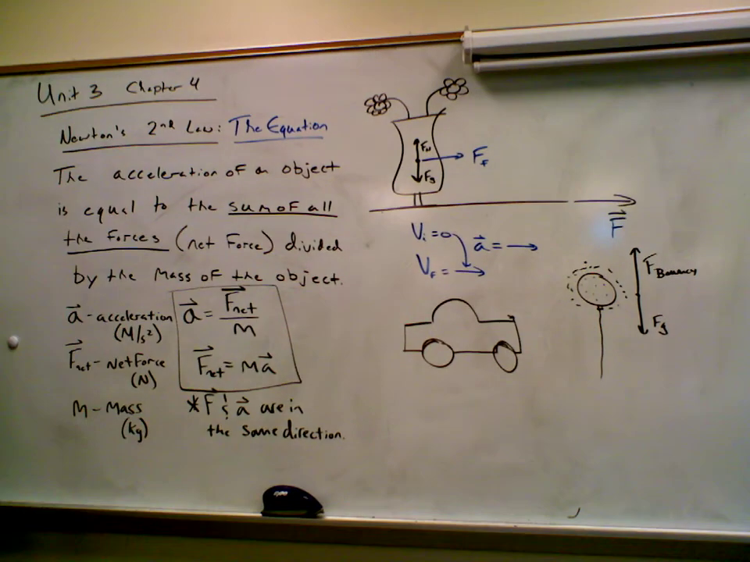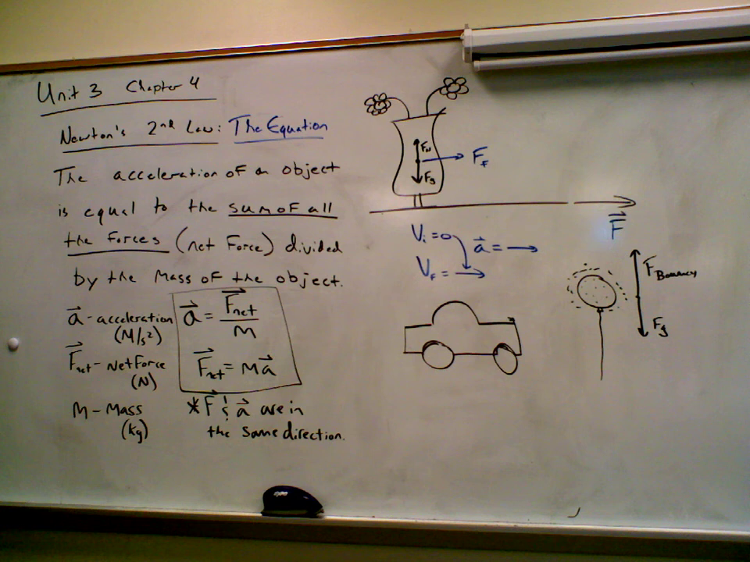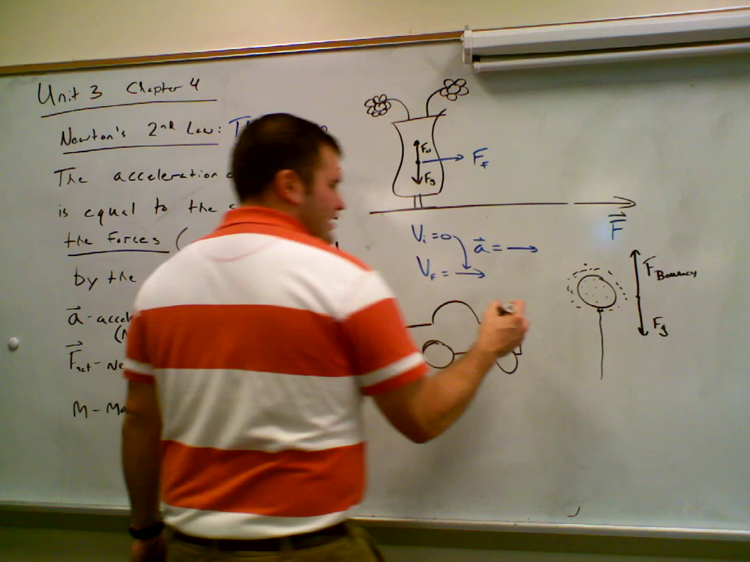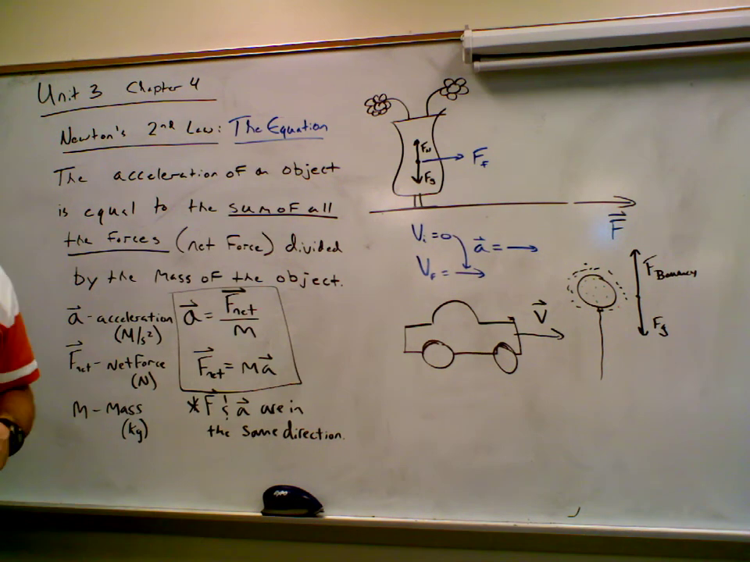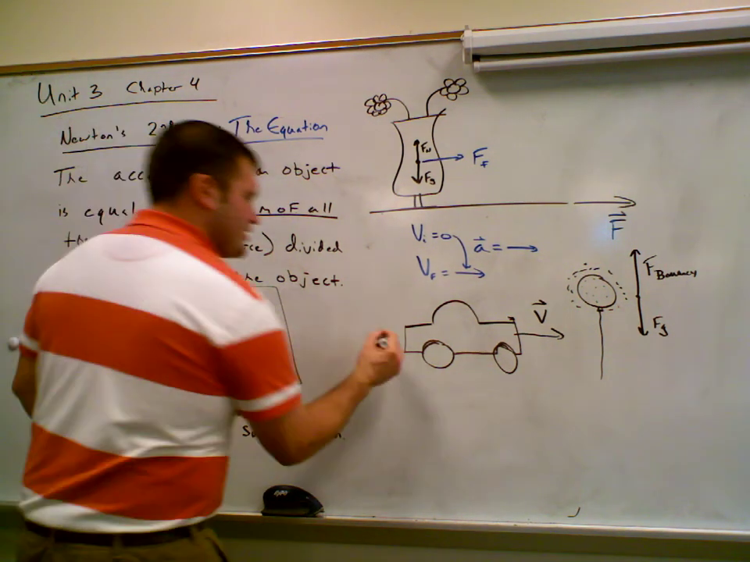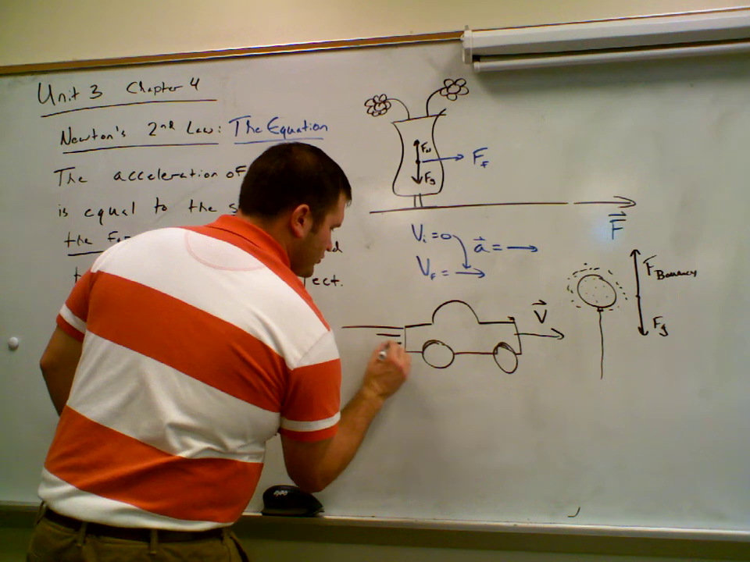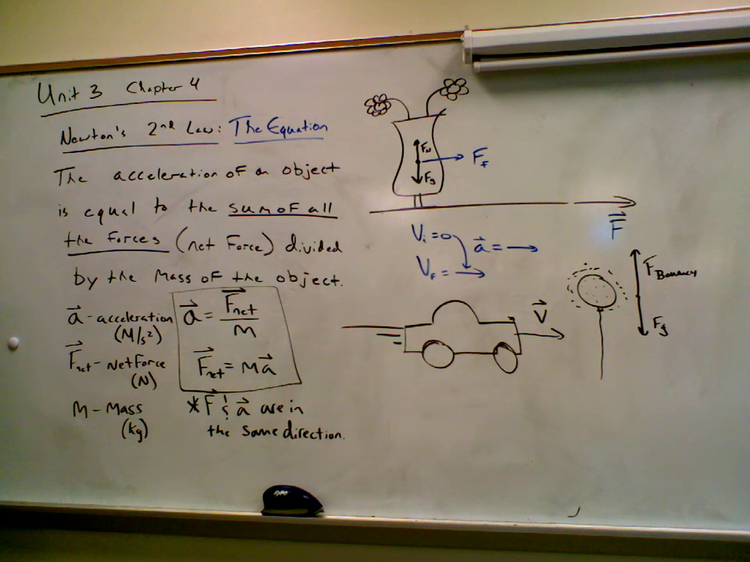The vectors. Alright, so back to my car. Let's say the car has a velocity in this direction. Put speed lines. Has a velocity in that direction. Going too fast. Now, there's a red light up ahead.